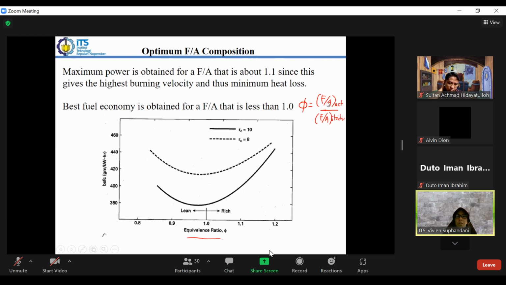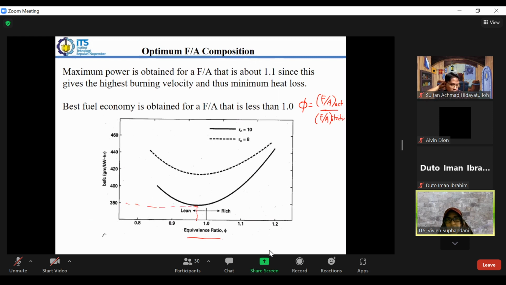So if we have a value of equivalence ratio greater than 1, it means that we have a rich mixture. It means that we provide fuel beyond that required in the stoichiometric reaction. And if we give less, we will have a lean mixture. When we plot this one, BSFC, the brake specific fuel consumption will have a minimum value, which is around here.